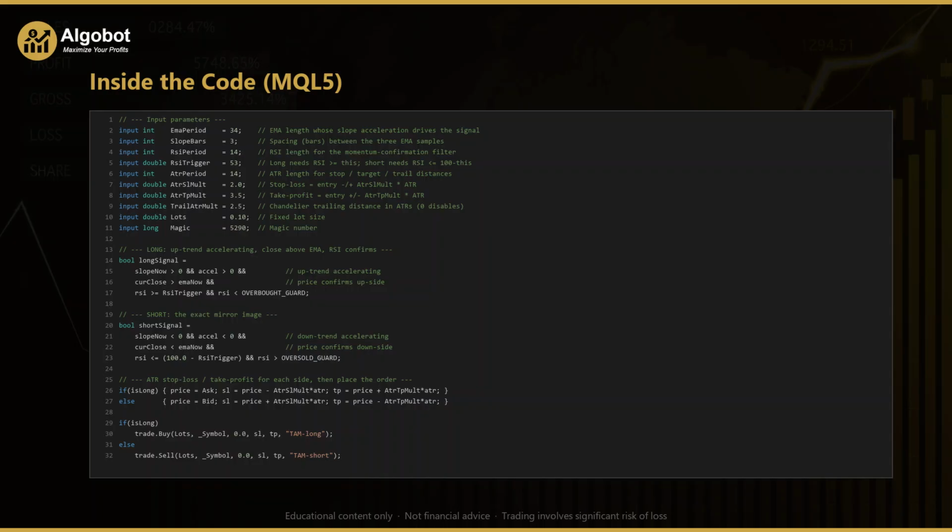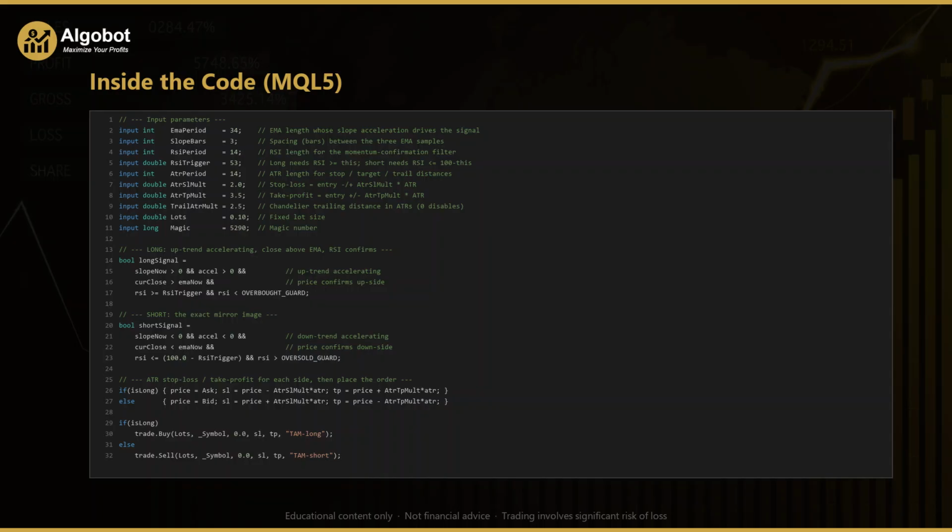When that's satisfied, look at the order code below. For a long, the price is the ask. The stop loss is placed AtrSlMult ATRs below entry. The take profit is AtrTpMult ATRs above, and trade.Buy sends the order tagged as a long. The short block is the perfect mirror.